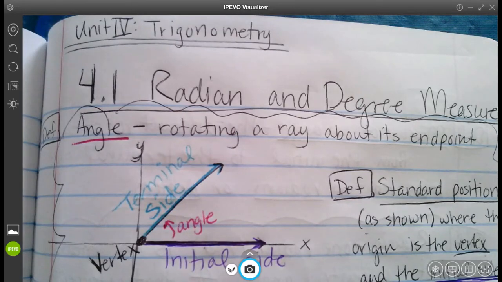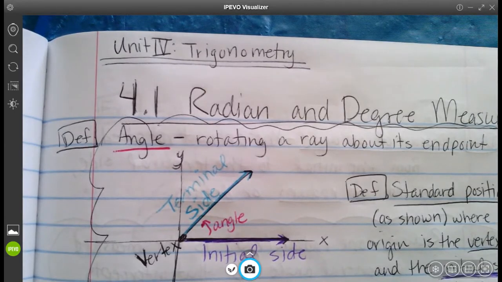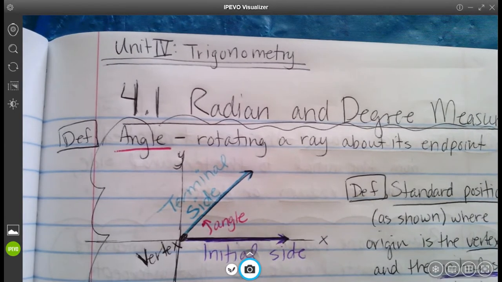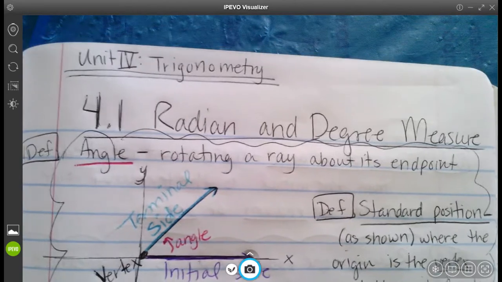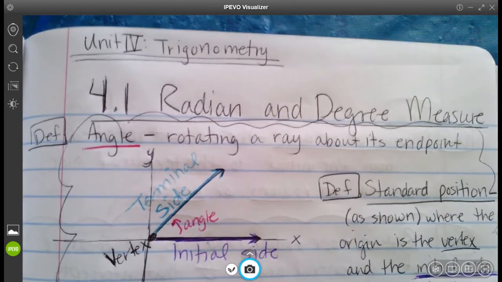In this video, we're going to go ahead and introduce the wonderful world of trigonometry. We're going to begin with Unit 4, 4.1, radian and degree measure. Okay, so before we even go into that, a few really basic concepts.